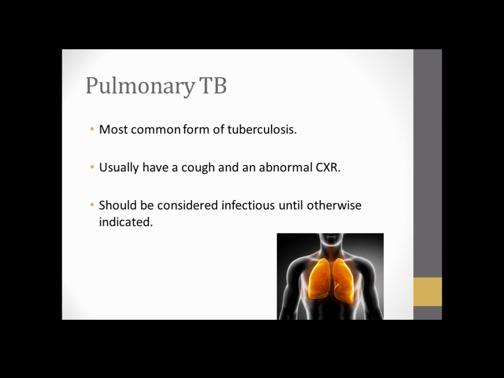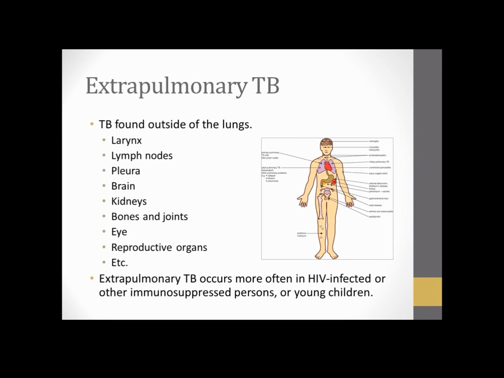Pulmonary TB, again, is the most common form of tuberculosis. Patients with pulmonary TB often have an abnormal chest X-ray. They should be considered infectious until otherwise indicated. As I've said a few times, TB can be anywhere in the body. So extrapulmonary TB is essentially TB that's found outside of the lungs. It can be in the larynx, the lymph nodes, the brain, the kidneys, the eye. It could be anywhere. Extrapulmonary TB occurs more often in HIV-infected or other immunosuppressed persons or in young children.